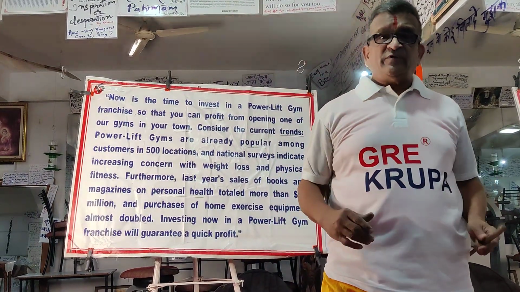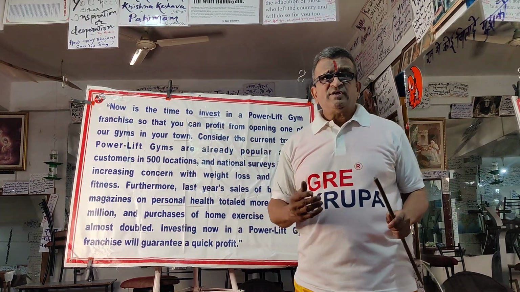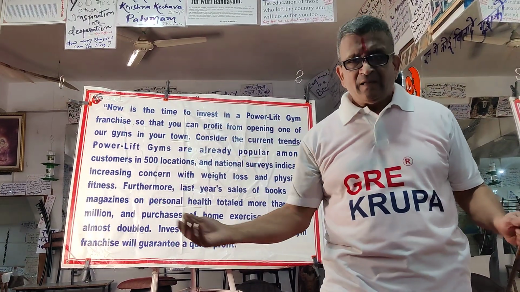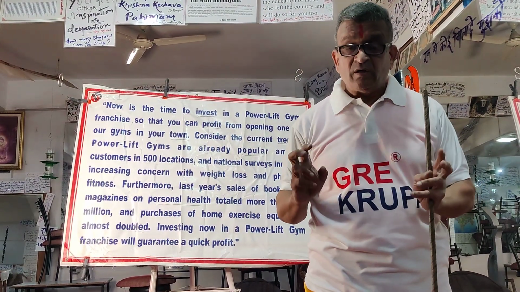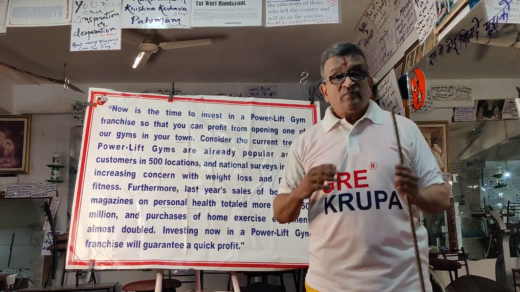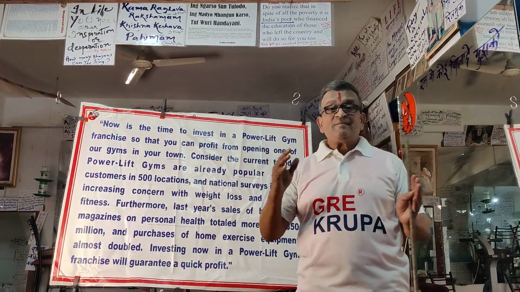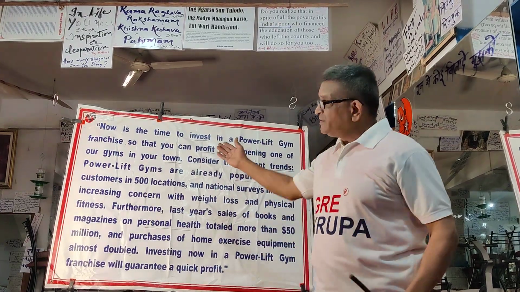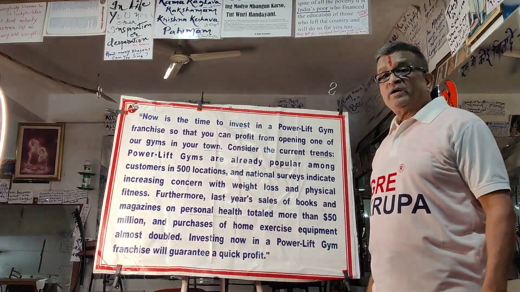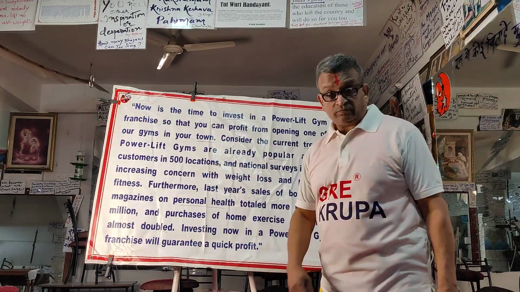Now, to make it easy for you, the introduction must contain at least 4 sentences. The first sentence is usually, the speaker recommends that blah blah blah. By the way, blah blah itself is an English word, B-L-A-H, a word which means a lot of nonsense. So the first sentence should be, the speaker recommends that blah blah, whatever. Here in this case, the speaker recommends that one must invest in a powerlift gym franchise so that one can profit from opening a gym in their town. So that will be the first sentence.